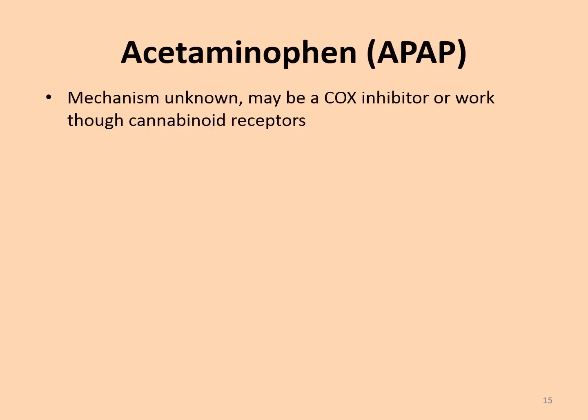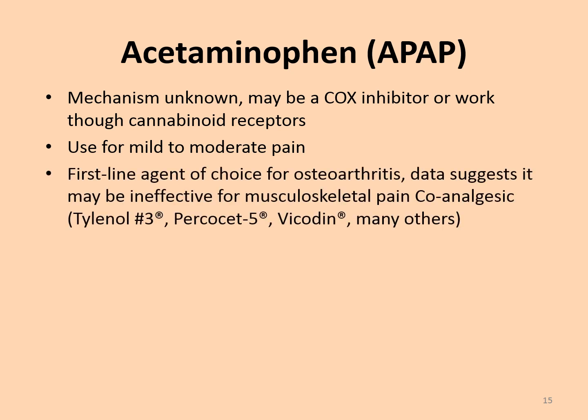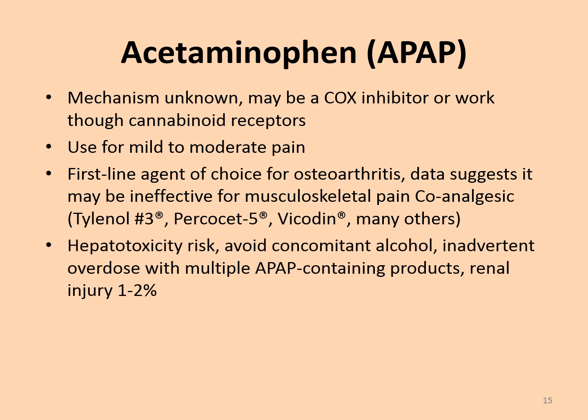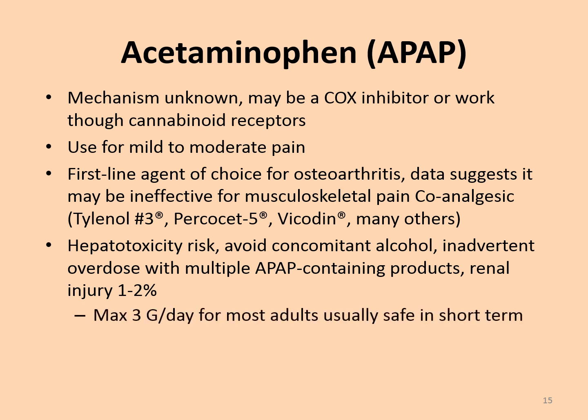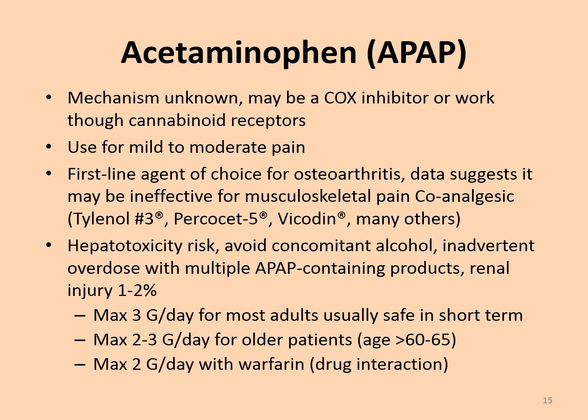Acetaminophen is a well-known analgesic. We're not really sure how acetaminophen actually works in the body. It may be a COX inhibitor or even work through cannabinoid receptors. But in general, it's commonly used for mild to moderate pain and tends to be the first-line choice for osteoarthritis. We oftentimes use it in combination with opioids, and there is some risk for hepatotoxicity, so we tell patients to avoid concomitant alcohol use, and we worry about inadvertent overdose with multiple acetaminophen-containing products, and in rare cases it can cause renal injury. So for most adults, if they're chronically using it, we really don't want to exceed more than about 2 to 3 grams a day.